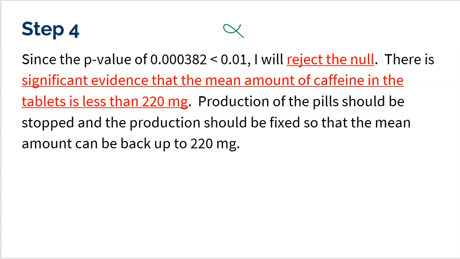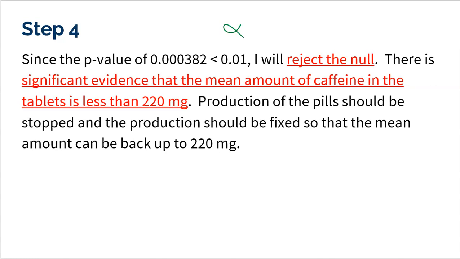Rejecting the null means that there is significant evidence that the mean amount of caffeine in the tablets is less than 220 milligrams. Now, a lot of kids are probably going to stop there, but I'm going to keep going because I want to give some meaning to this problem. What does it mean for the production if I have just proven that the tablets are less than 220? Well, I would hope that production of the pills should be stopped and that the production should be fixed so that the mean can be back up to 220.